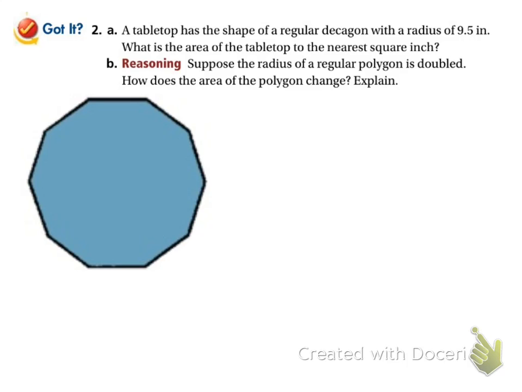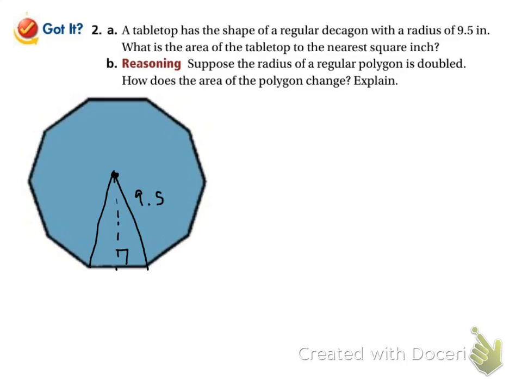So it says a tabletop has the shape of a regular decagon. Here's my regular decagon. With a radius of 9.5 inches. So remember, radius goes from the center to a side. So 9.5. Draw on the rest of my triangle there. And we need to use that to find the area of the tabletop. Well, remember our area equation, A equals 1/2 AP for regular polygons. I need to have my apothem and my side length. Neither of which do I have right now, so we're going to have to find both of those.